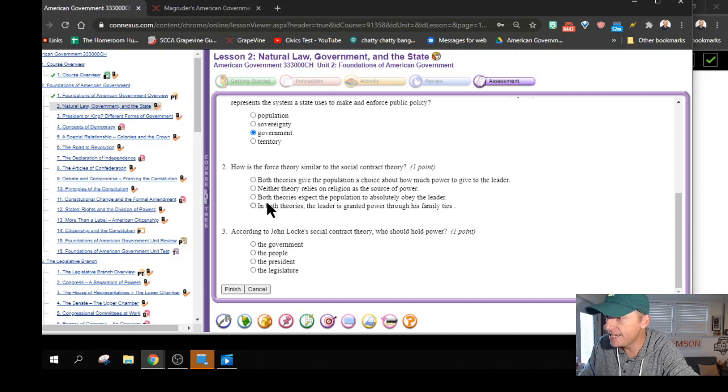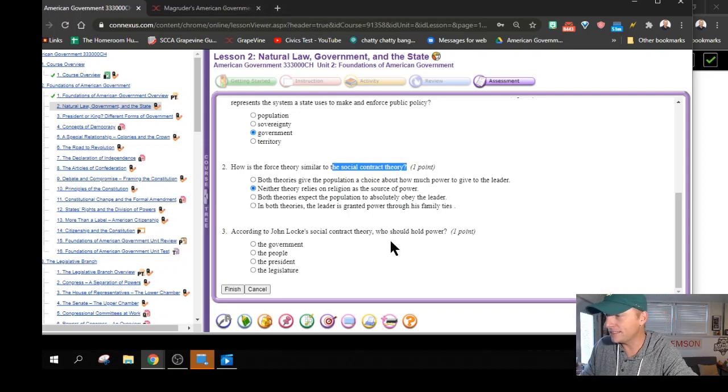How is force theory similar to the social contract theory? Okay. Force theory is where they came in and took it over. Social contract said, we together should do this. All right. So both theories give the population a choice about how much power to give their leader. Neither theory relies on religion as a source of power. That's true. Both theories expect the population to absolutely obey their leader. In both theories, the leader is granted power through his family size. No. I'm thinking that one is true, neither theory relies on religion, because with social contract theory you don't always have to base it around your beliefs in God. I'm going B.